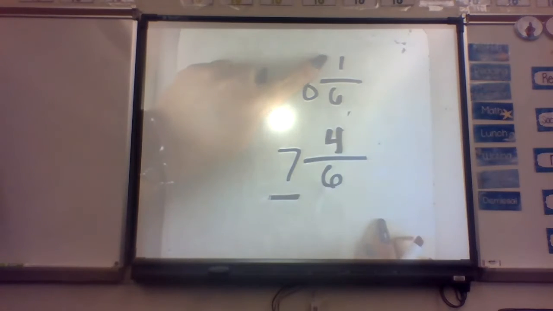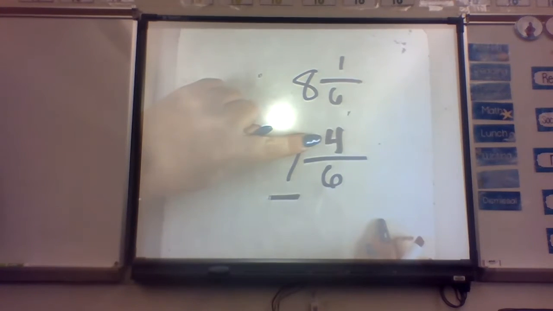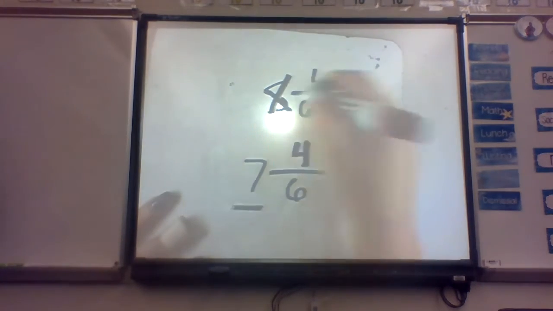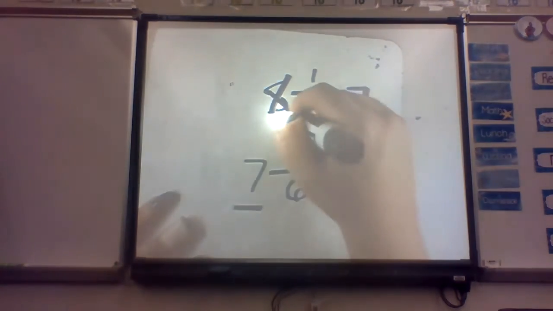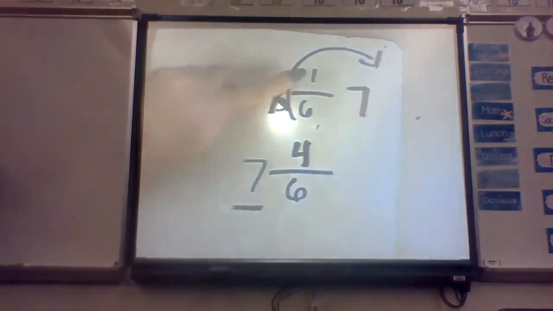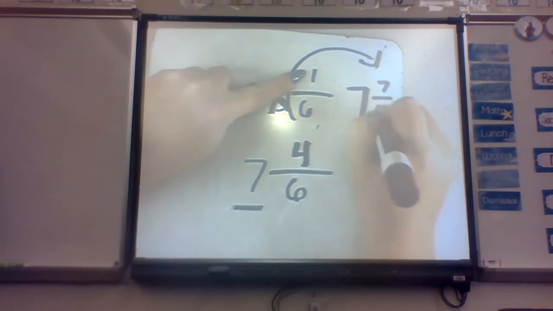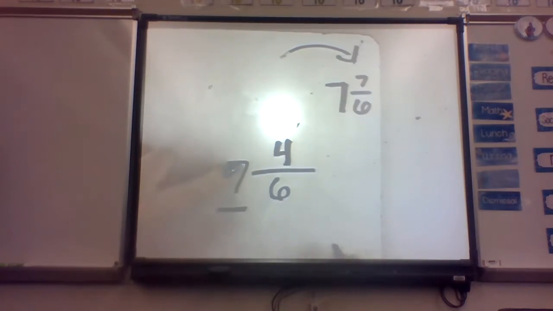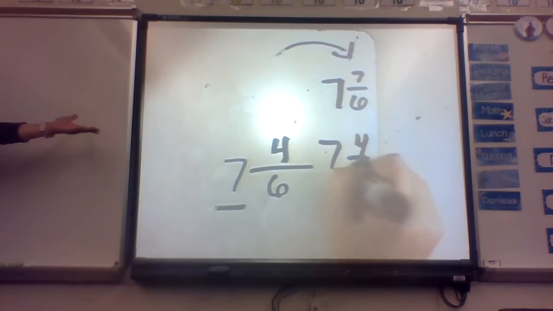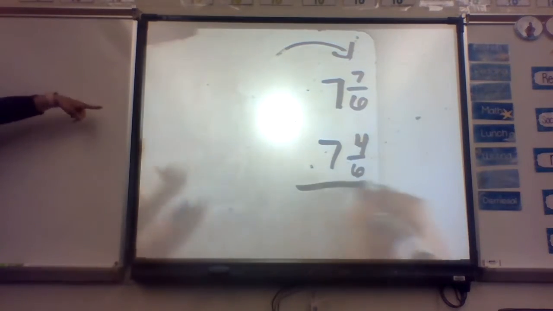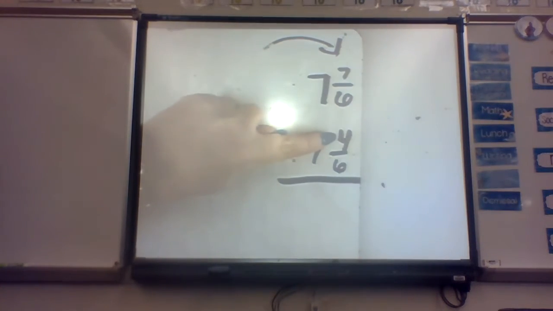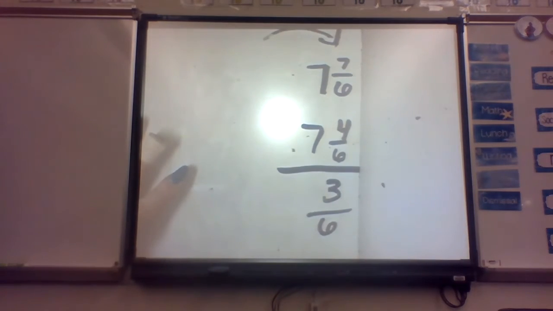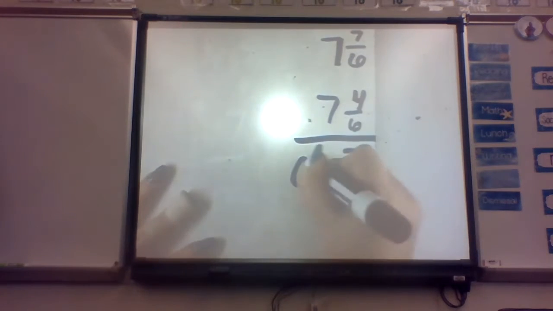Can you do 1 minus 4? No. Now I do the rainbow. 8 becomes 7, and then do the rainbow. 6 plus 1 is 7. My denominator is 6. Erase this old one if you need to. And then this one just stays the same. Erase it if you need to. Now I can do 7 minus 4 is 3. My denominator is 6. And 7 minus 7 is 0.